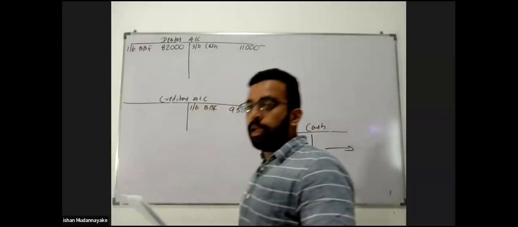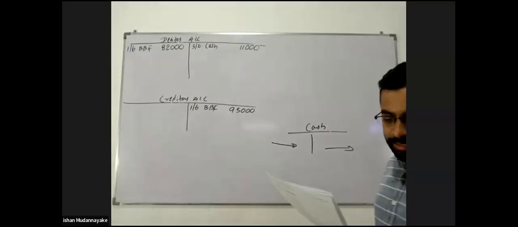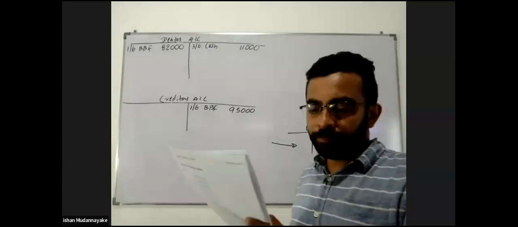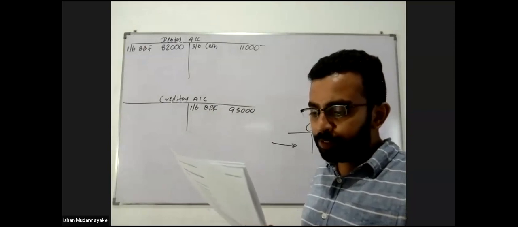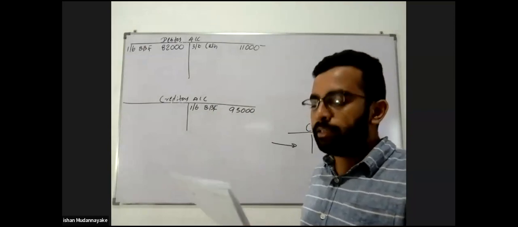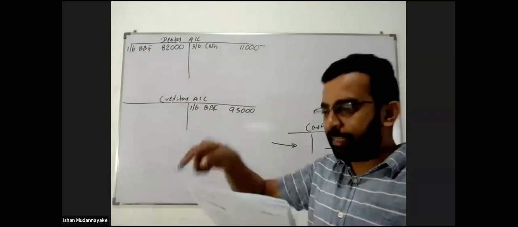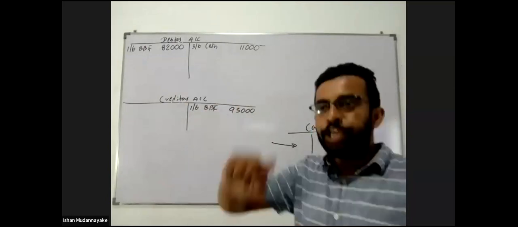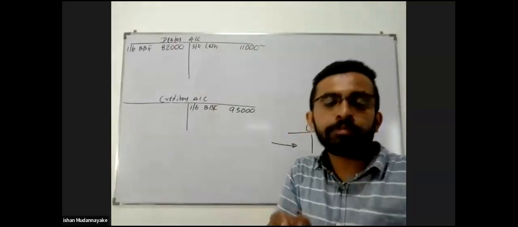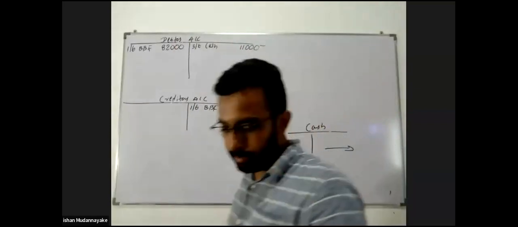Right. Next transaction. 4th June. Deposited the check number 455 of 11,000 that was received from a debtor. Deposited means they have deposited the check in the bank account. Then how does the transaction go? Cash book credit, bank account debit.